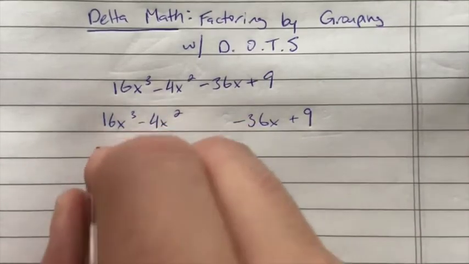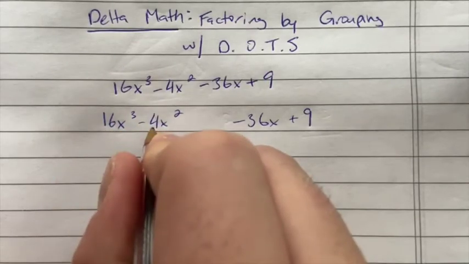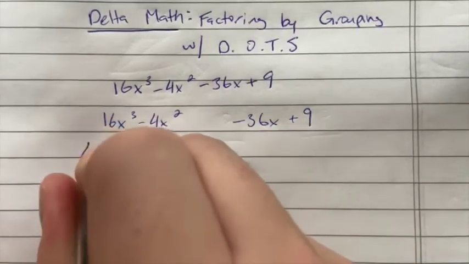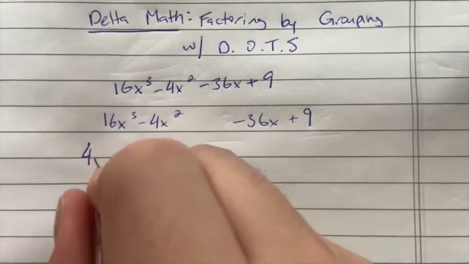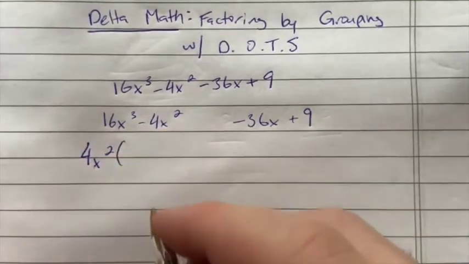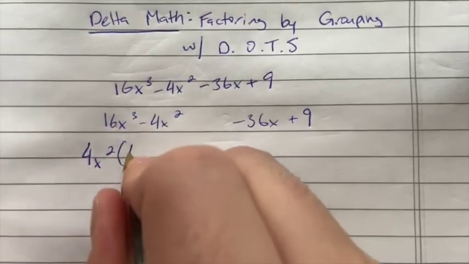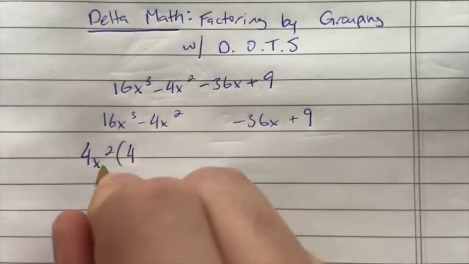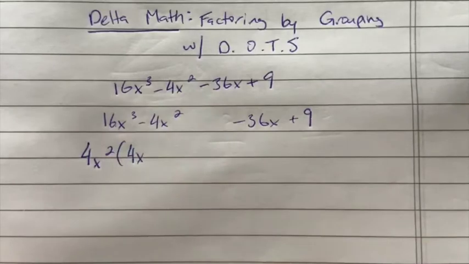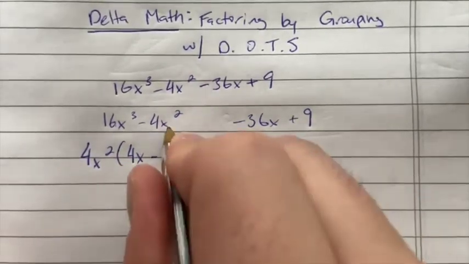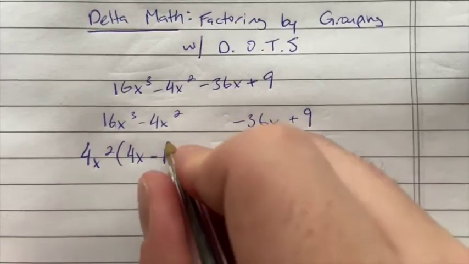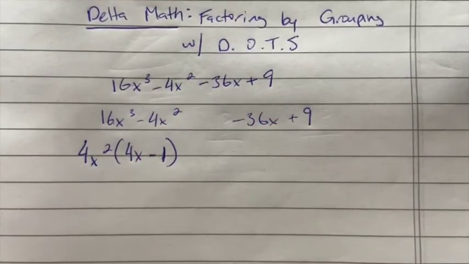So in this case, the GCF of 16 and 4 is 4, and the GCF of x to the third and x squared will be x squared. So when I factor this out, 16 divided by 4 is 4. I had 3 x's, I took 2 away, so I'm left with x. Here, negative 4 divided by 4 is negative 1, and I had 2 x's, I took both away, so I'm left with no variable there.